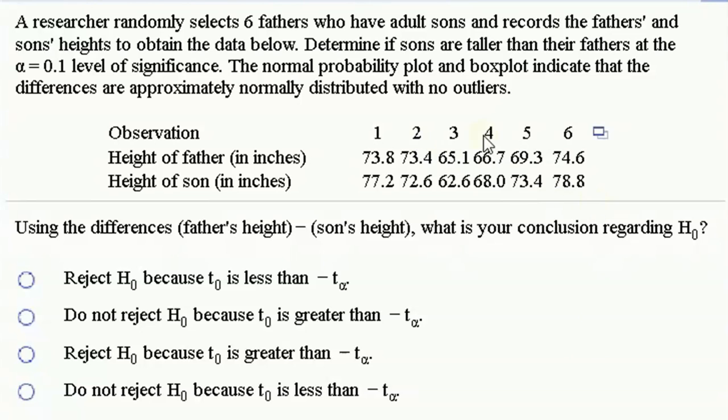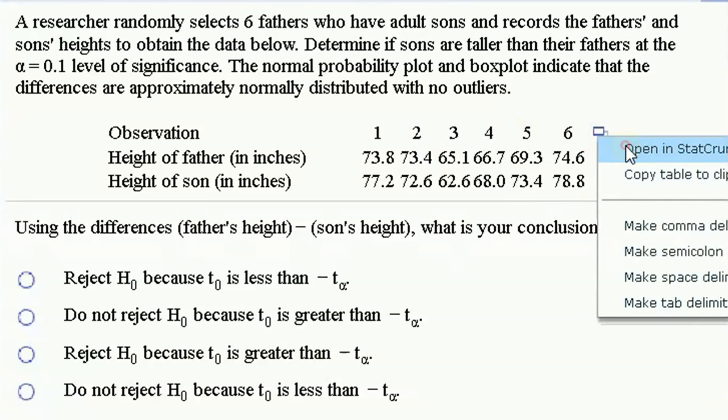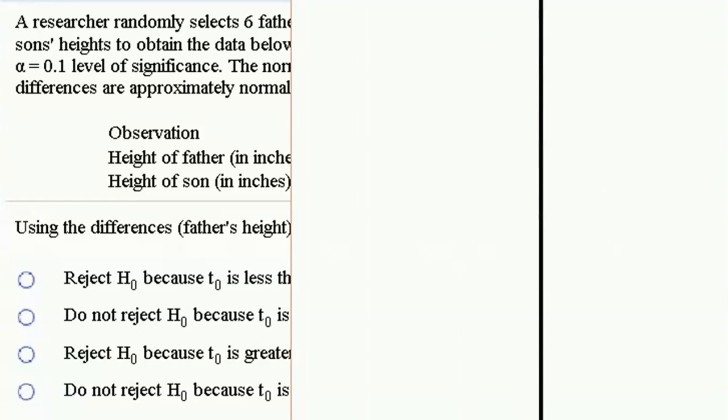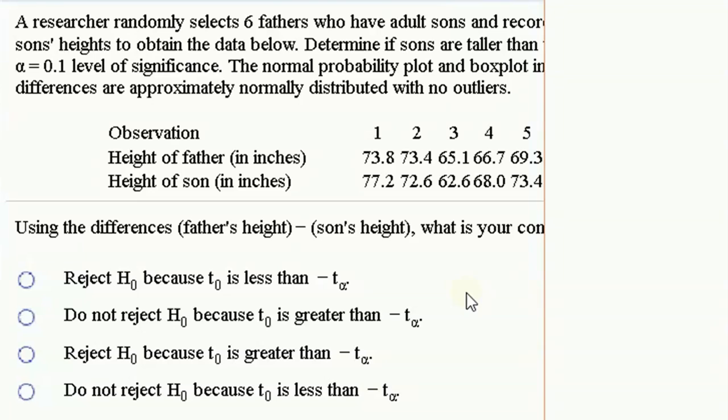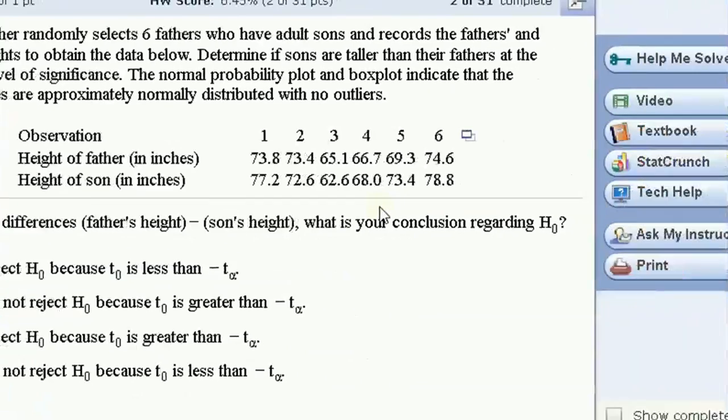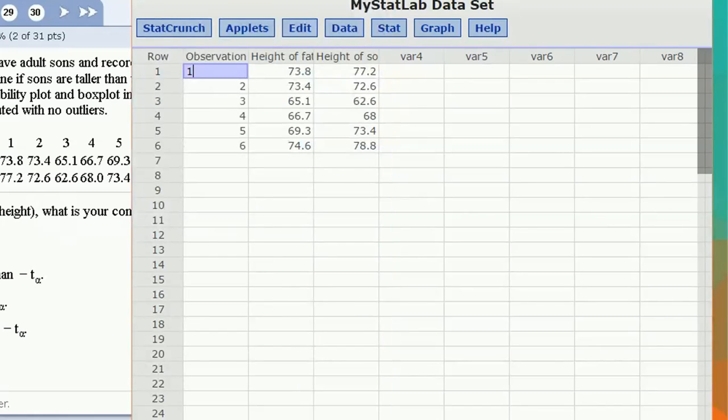So let's just open this data in StatCrunch. I'm going to close this down. So we're going to use father's height minus son's height. We want to see whether sons are taller than their fathers. So here's our data. Since we have fathers and sons, we're going to pair them together.